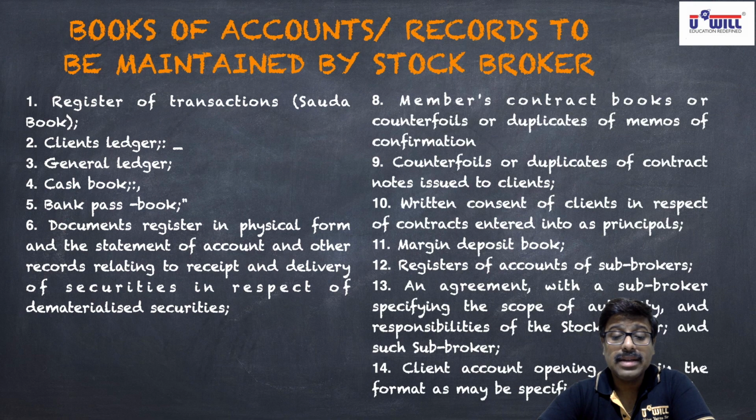Then 8th point, members contract book or counterfoils or duplicates of memos of confirmation. So all of you underline members contract books. You maintain the members contract books, meaning counterfoils or duplicates of memos of confirmation. Confirmation means where the buyer gives you the confirmation to buy the securities, where the seller gives you the confirmation to sell the securities. You will take their signature on those contract books.